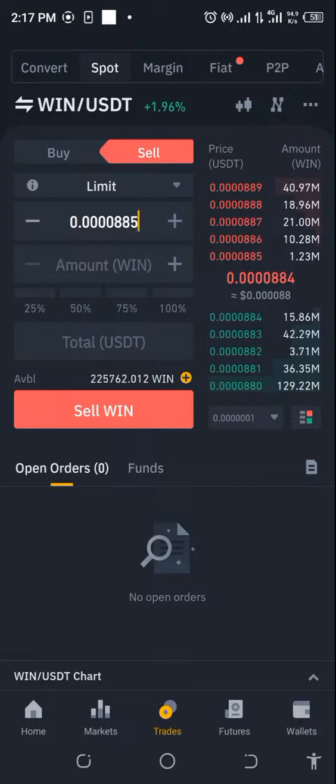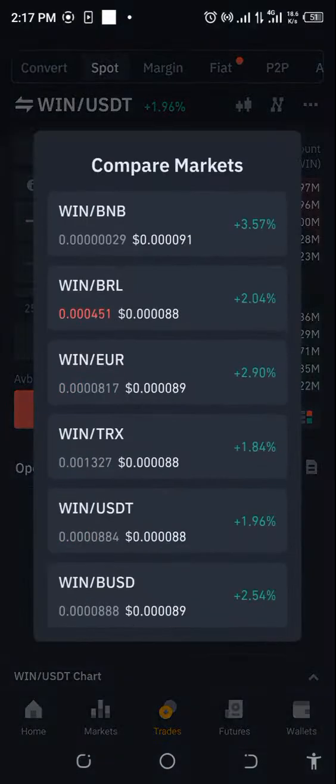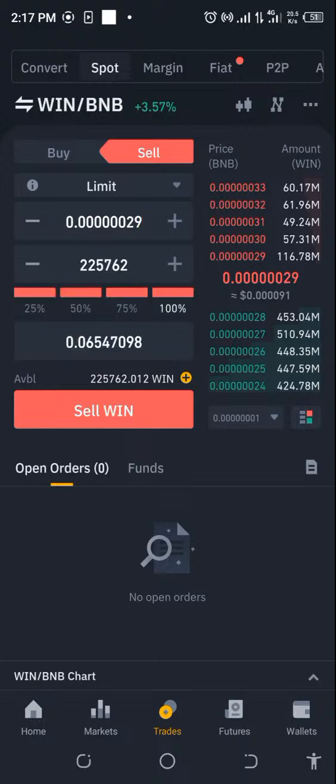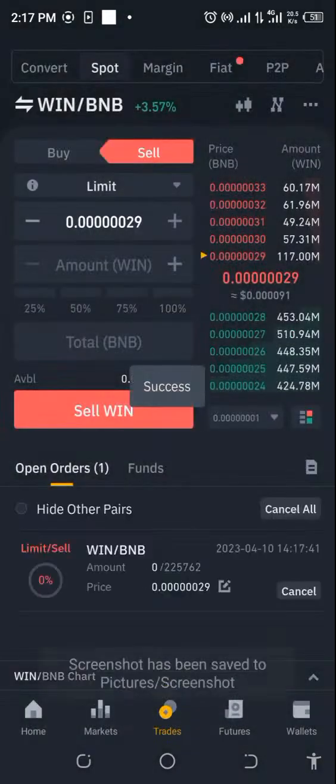Okay, so here we are. Next thing is that we need to sell to BNB. Let's go ahead and do this. Okay, so we're going to sell to BNB. We'll pick up 100% and take our screenshots as usual, and then go ahead and click on sell.